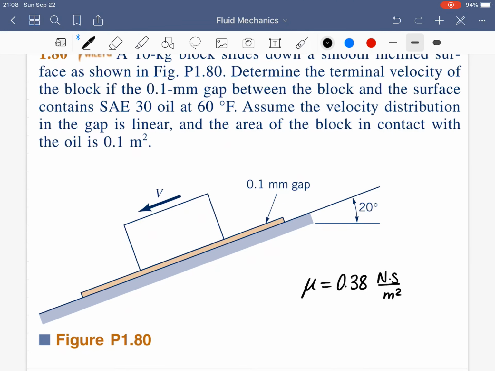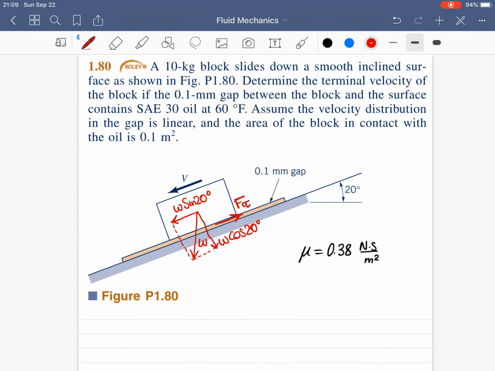So here in this problem, there is a weight of the block acting downward, which has a component in this direction, which is W sine of 20 degrees, and also one in this direction, which is W cosine of 20 degrees. And also the shear stress here is acting in this direction. Here is the force due to shear stress.